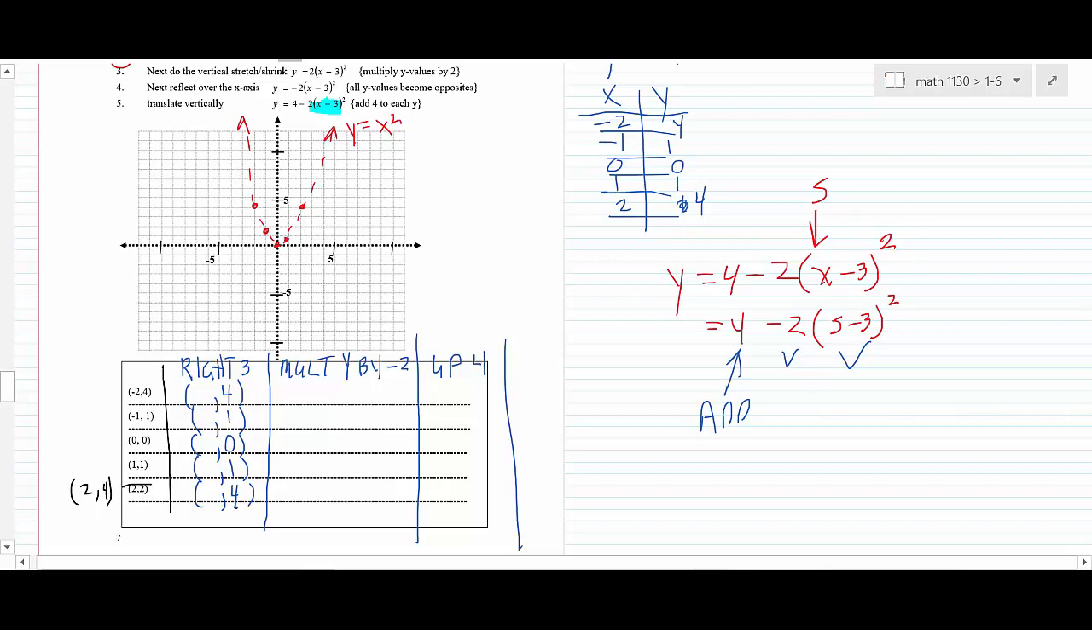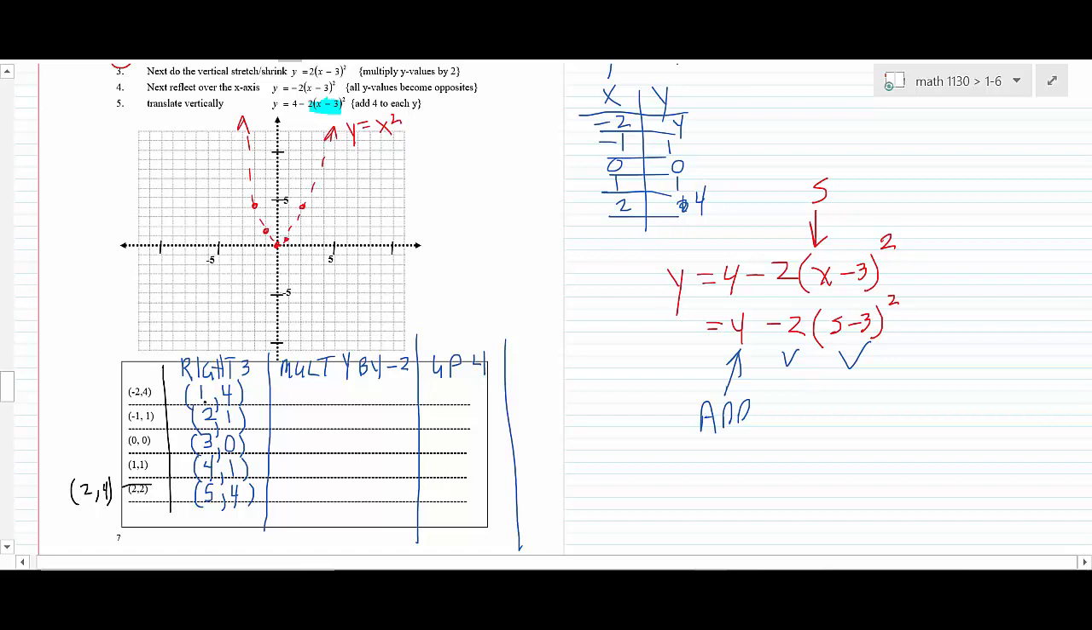Okay, now you just do this in your head. Make that number get bigger by 3. All of those x values are going to get bigger by 3. So 2 plus 3 gives you 5. 1 plus 3 gives you 4. 0 plus 3 gives 3. -1 plus 3 gives 2. And then -2 plus 3 gives 1. Okay, that's what's going to happen.